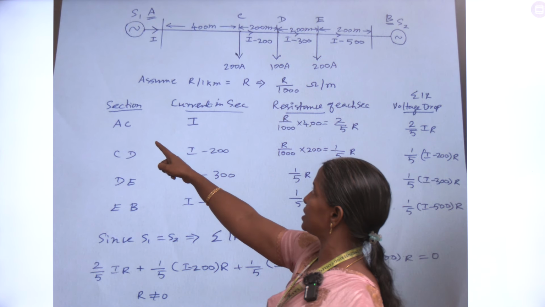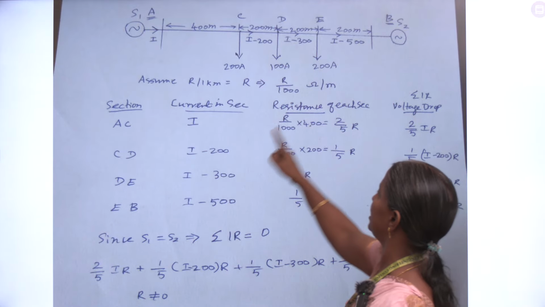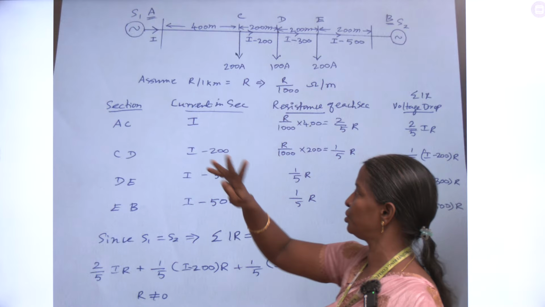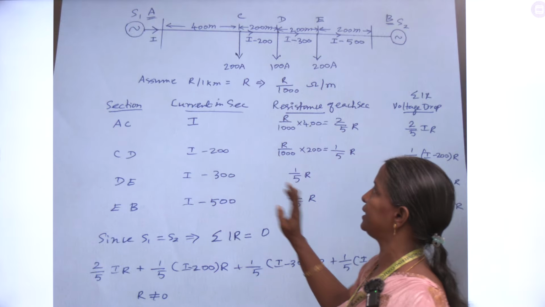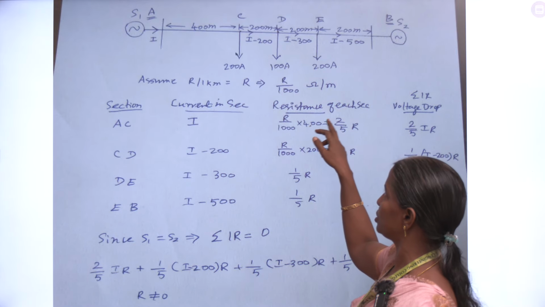Next, what are the various sections now? From A to C, one section, C to D, D to E, E to B. So there are 4 sections. Note down the sections and then the current in each section. We have to assume the current first.